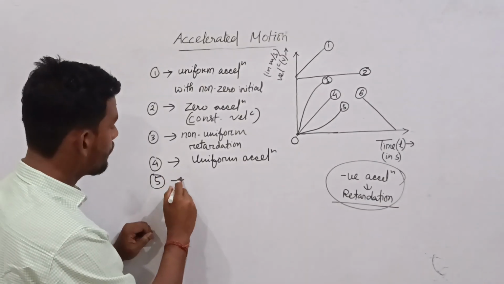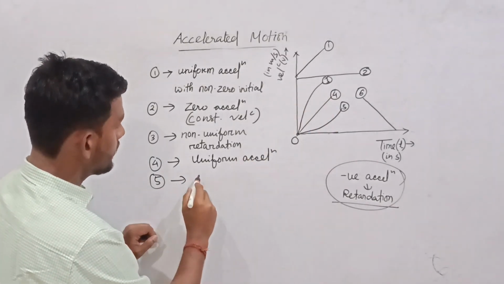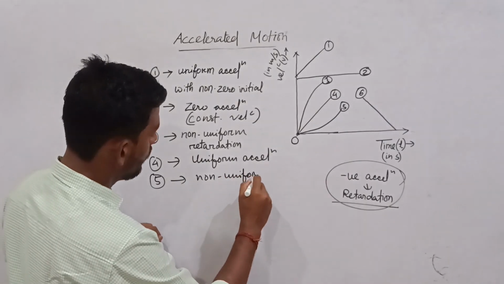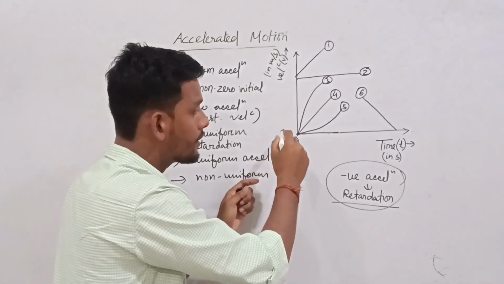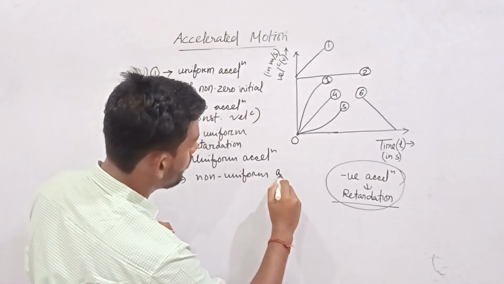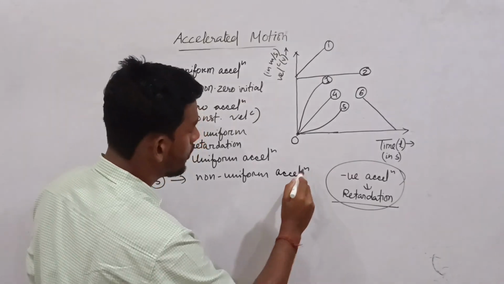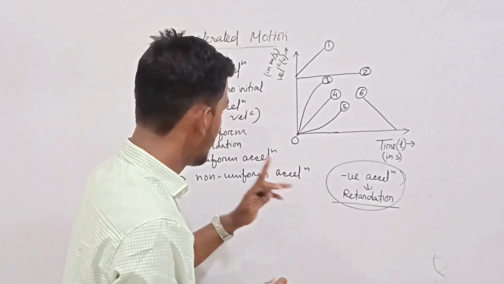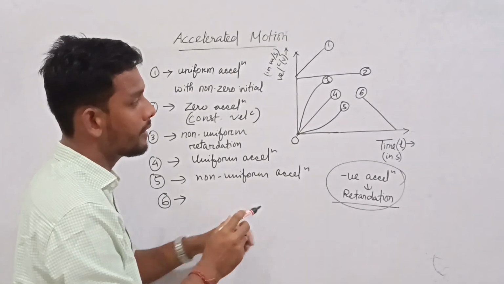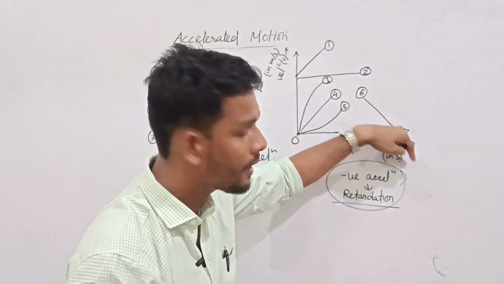The graph 5 also explains non-uniform. See, here acceleration is increasing, velocity is increasing. It means non-uniform acceleration, positive acceleration. Then graph number 6 represents uniform retardation.